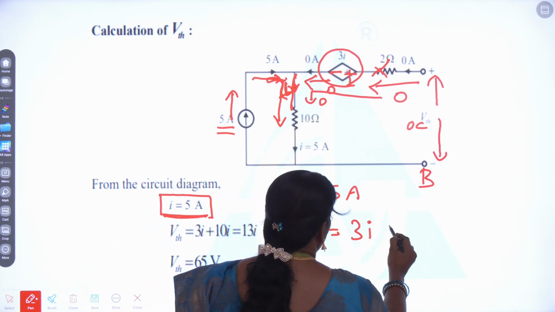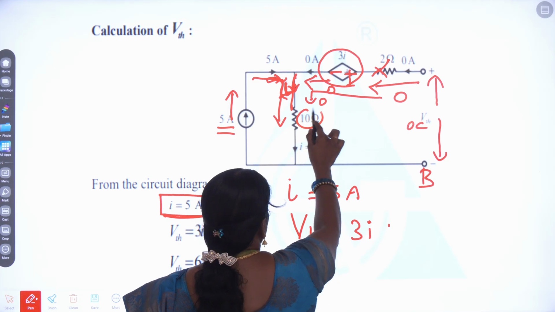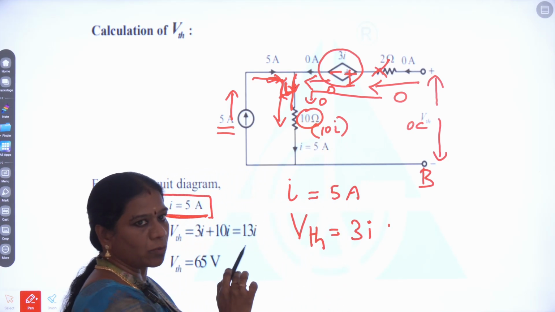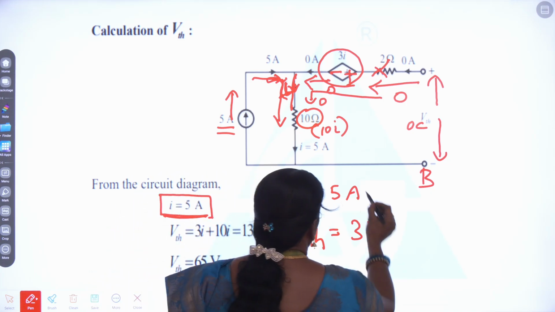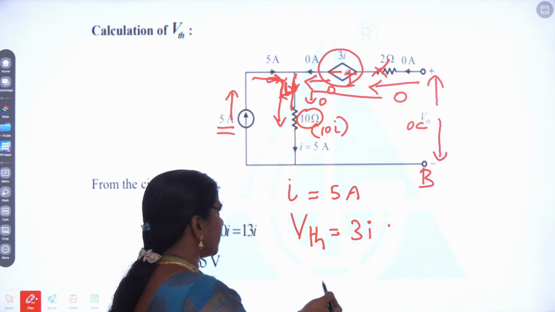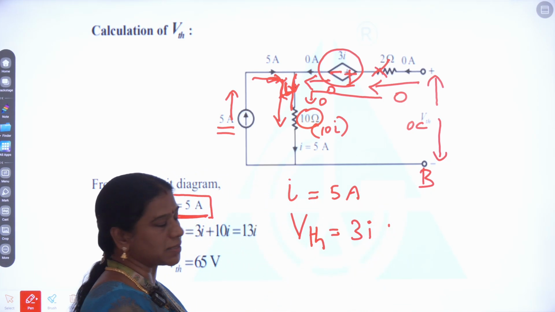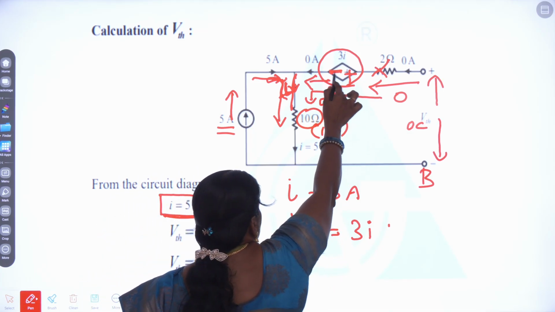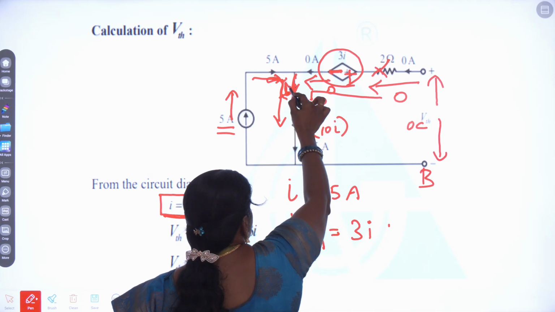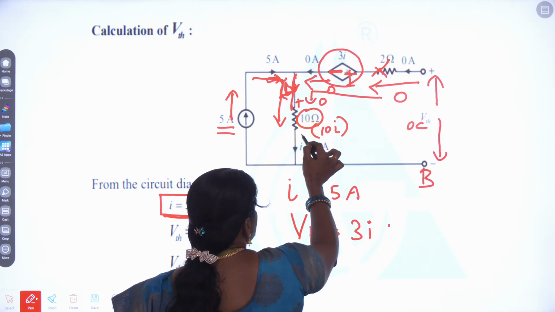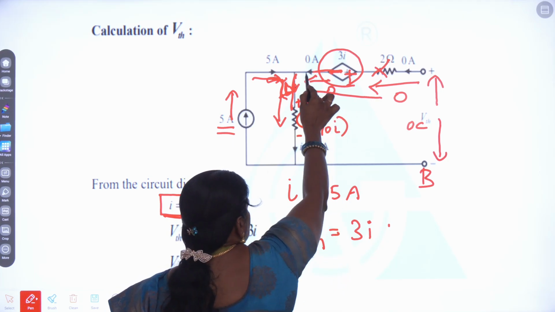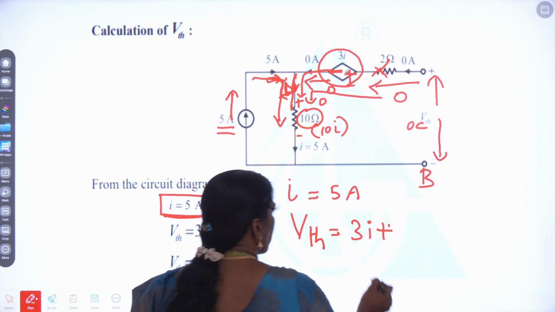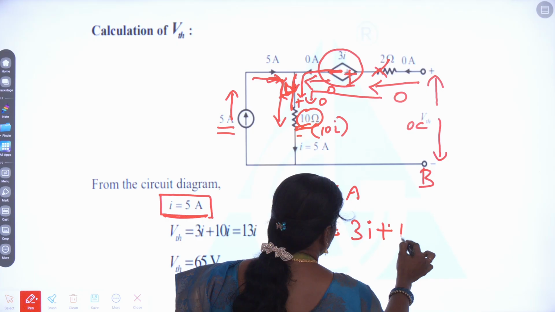Now we can say the voltage drop across this 10 ohm is nothing but 10 into I, which is 10I. Now we should conclude what sign to use, plus or minus. Here the current passes through this element, so the entering end will be positive and the leaving end will be negative. Minus is connected to positive, so there will be a positive sign for the voltage drop across this 10 ohm, so it will be 10I.